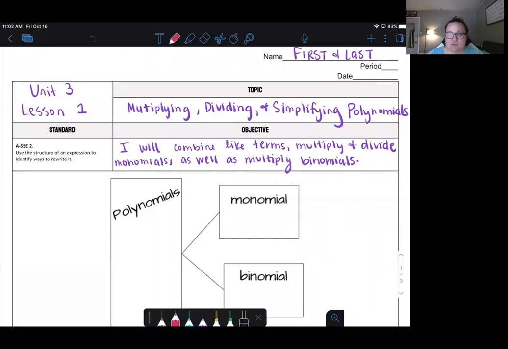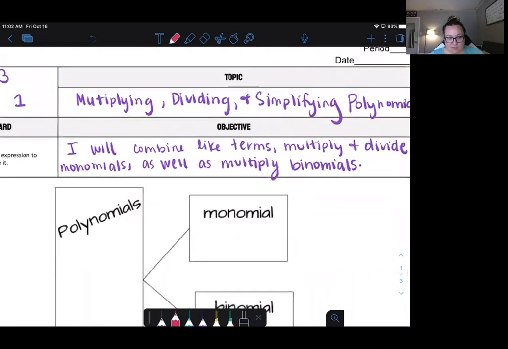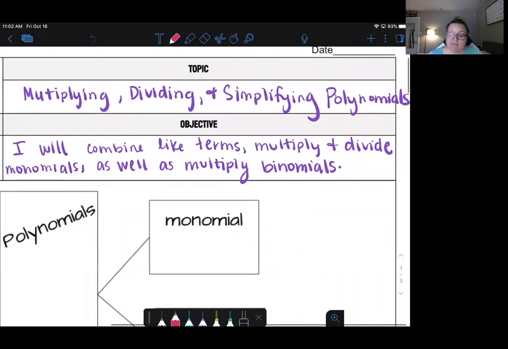So this is the notes for Unit 3, Lesson 1. Make sure you put your first and last name at the top right-hand corner of your paper, as well as the period and the date. So today's topic is multiplying, dividing, and simplifying polynomials. This should theoretically be a review of Algebra 1. So today's lesson might be easier than you thought it was going to be.